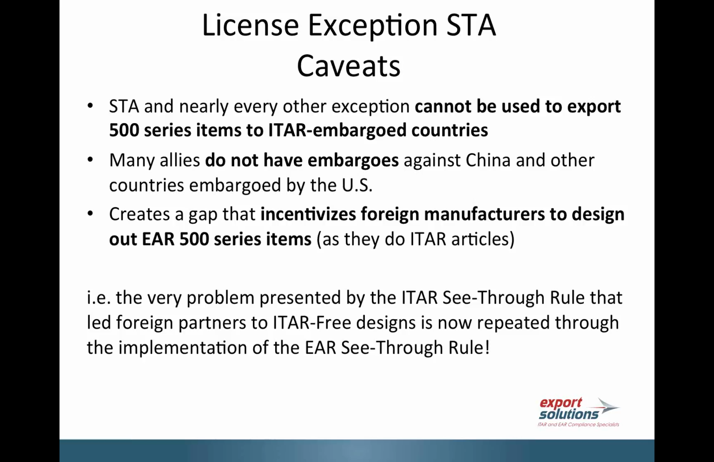It creates a gap that incentivizes foreign manufacturers to design out EAR 500 series items as they do ITAR articles today. And that's just the way people are trying to get around the see-through rule. In other words, I guess the summary here is that the very problem that was presented by the ITAR see-through rule that led foreign partners to try to do ITAR-free designs, it's now repeated through the implementation of the EAR see-through rule. So I don't know if it improved anything for anybody. I think it made it a little bit more complicated. So of all the export control reform initiatives, this is the one that probably did the least help to anybody, in my humble opinion.